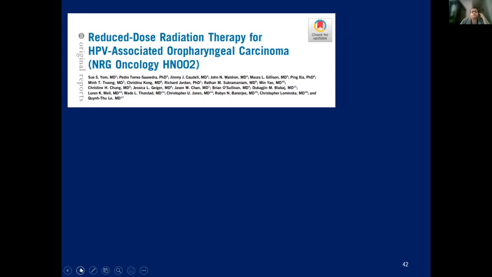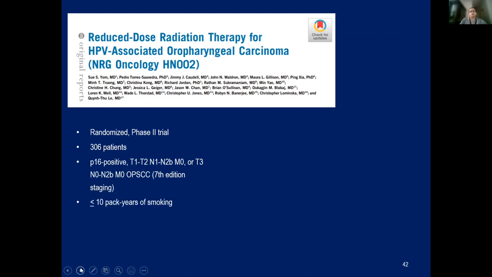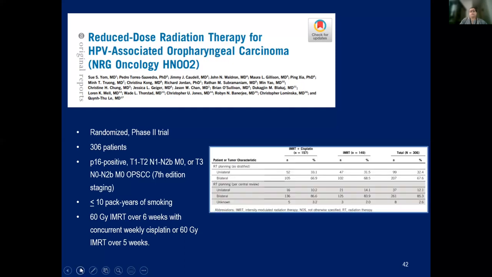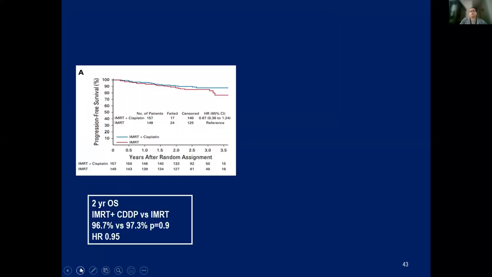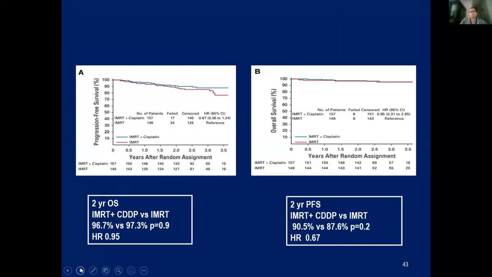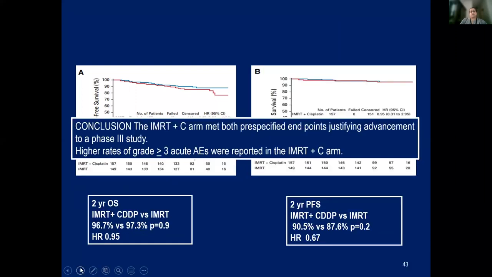Then there is, of course, this thing of reducing the radiation dose, the RTOG, the NRG-HN002. This was a phase 2 randomized trial, 306 patients, which explored 2 dose fractions of radiotherapy, 63 IMRT with concurrent cisplatinum or accelerated radiotherapy. And what we did see was that there was no difference in these 2 groups, and the outcomes were quite acceptable despite doing something that was unconventional.